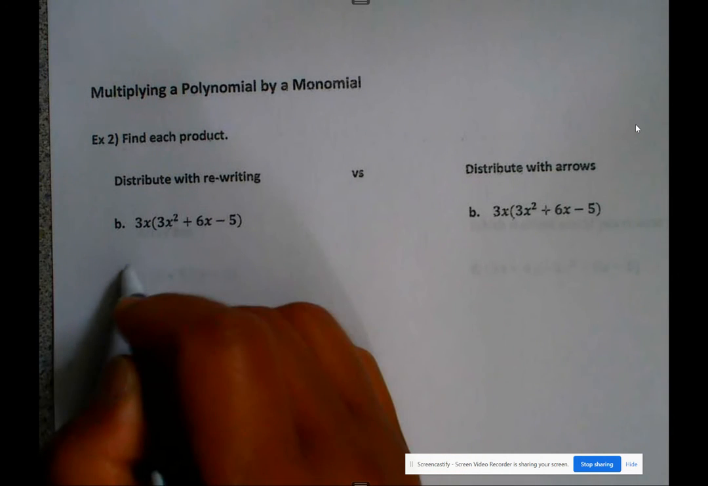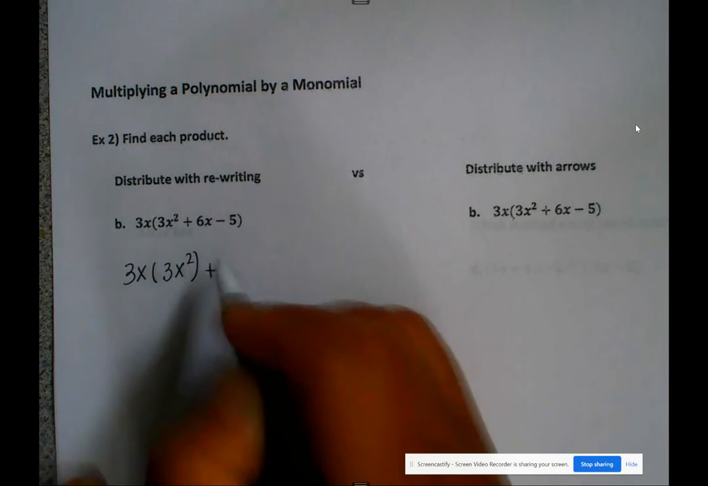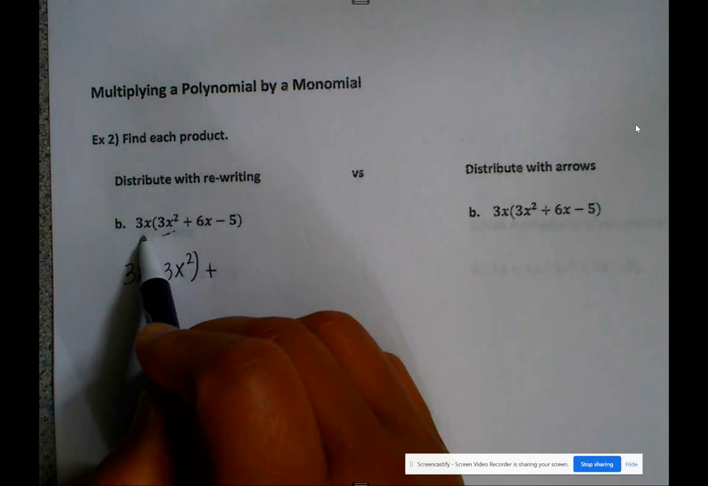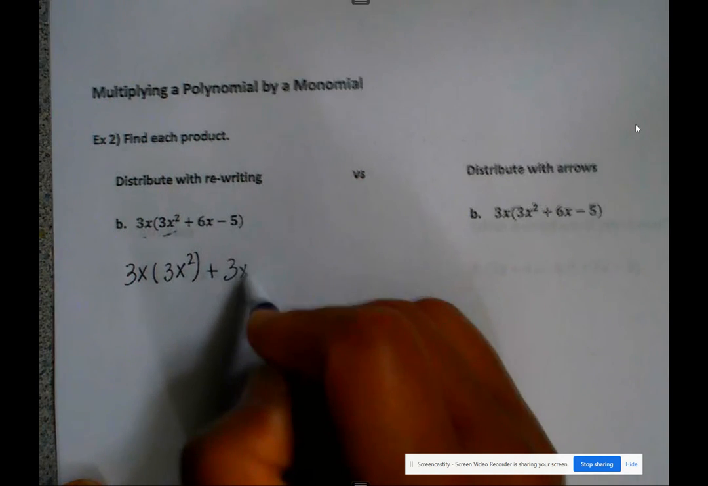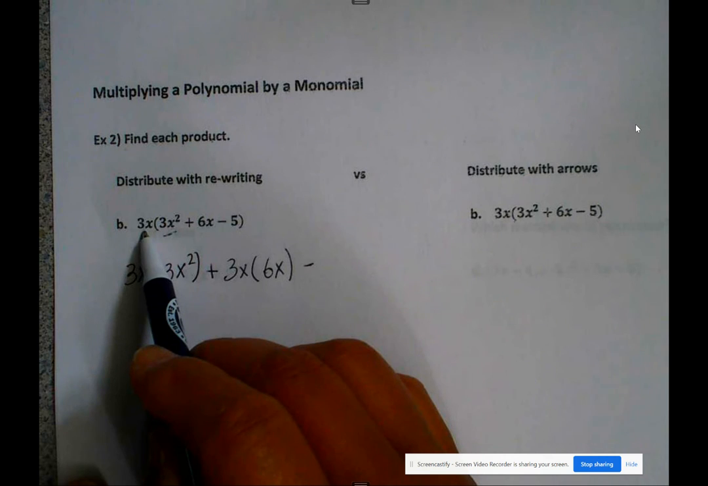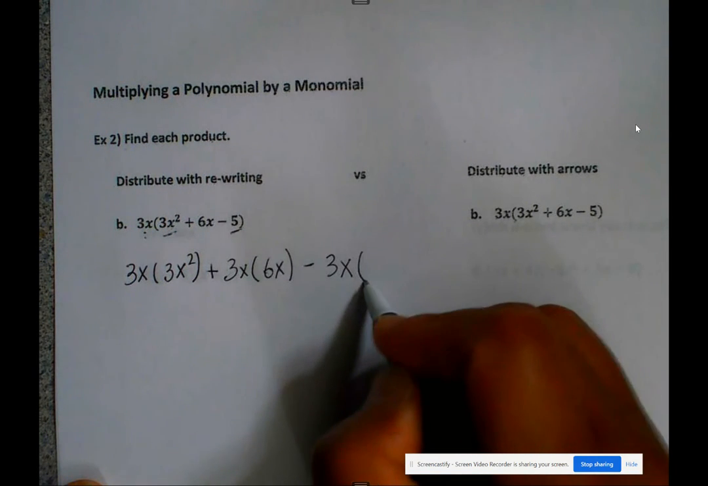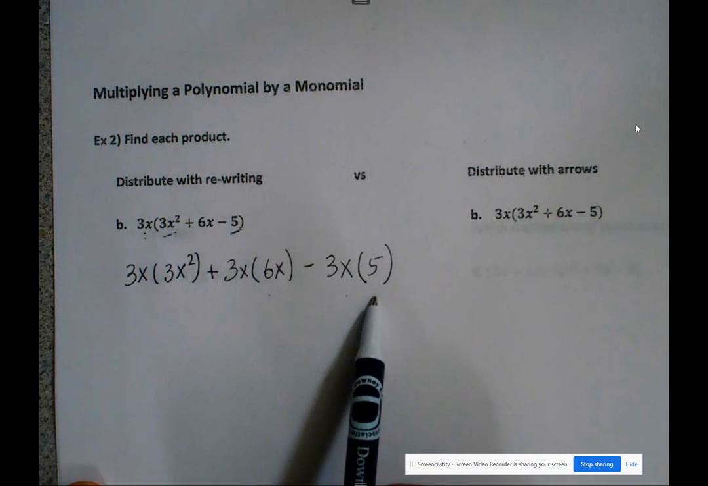So this is 3x times 3x squared, plus 3x times 6x, minus, taking the outer expression again and multiplying it by the last term, 3x times, using parentheses, 5. Then you multiply each one individually, just like we have on the top.